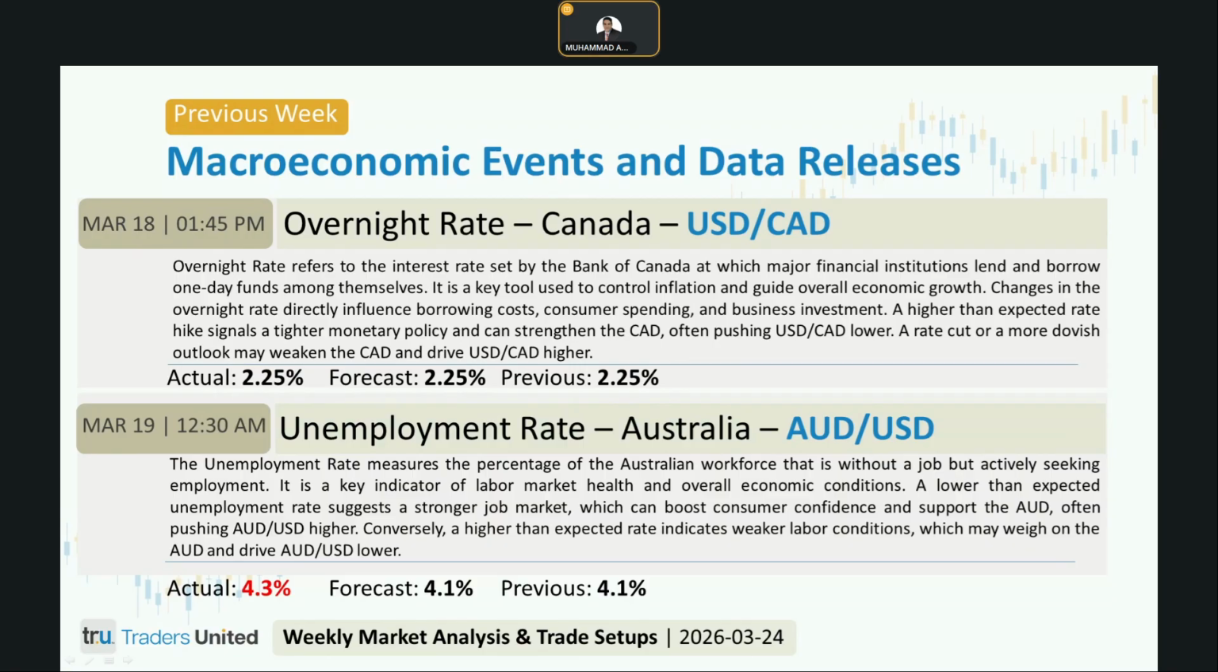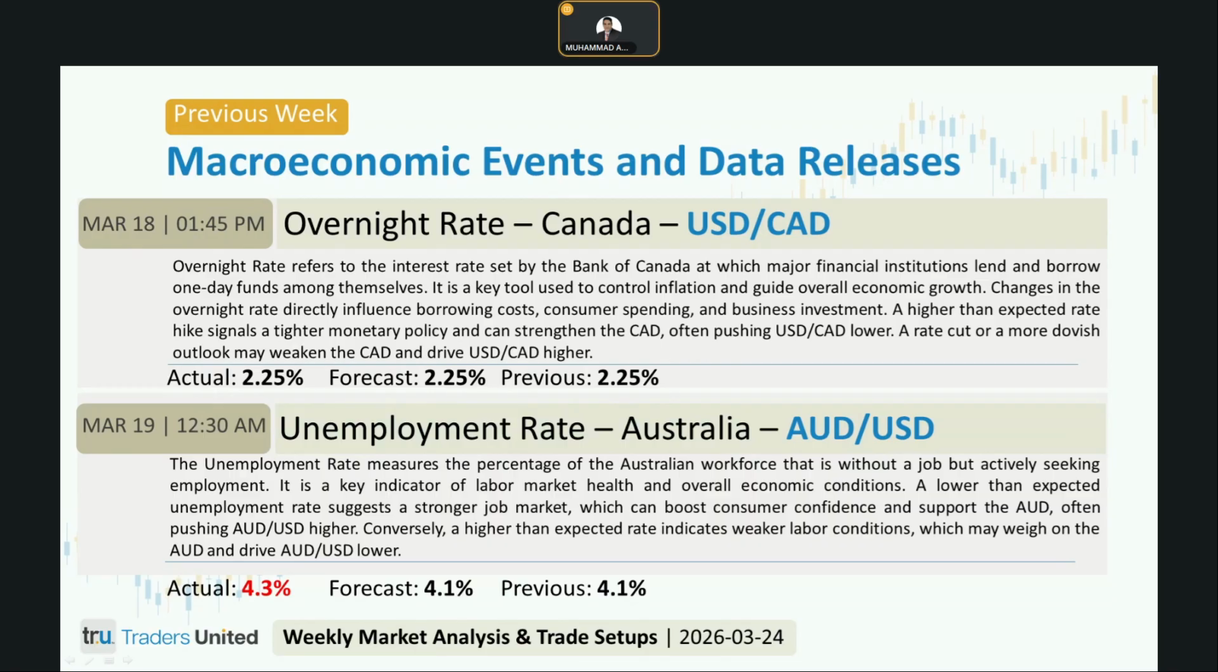Now, let me discuss market reaction analysis. Even though the rate matched expectations, the Canadian dollar came under pressure after the release. Forex traders focused on the possibility that the Bank of Canada could remain cautious in future policy decisions. This shift in expectations reduced demand for the Canadian dollar in the short term. As a result, USD-CAD moved higher as buyers stepped in and adjusted positions following the announcement.